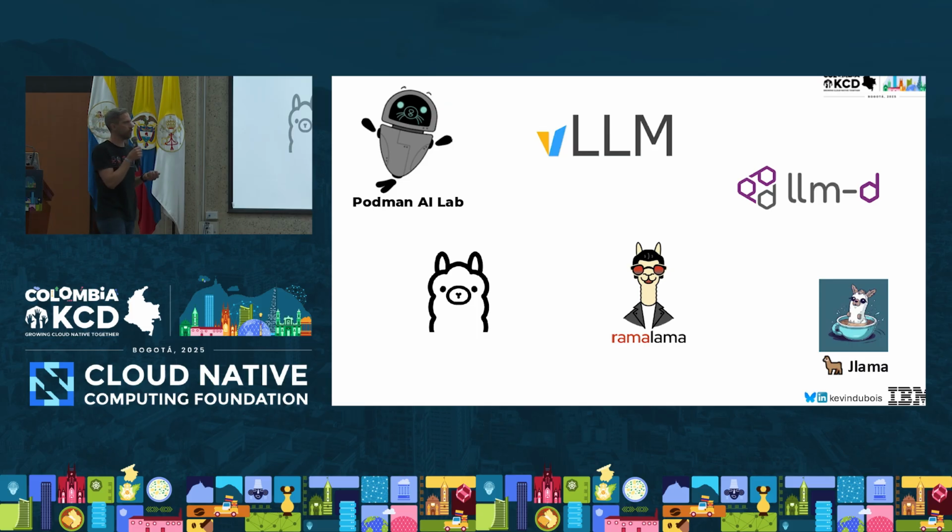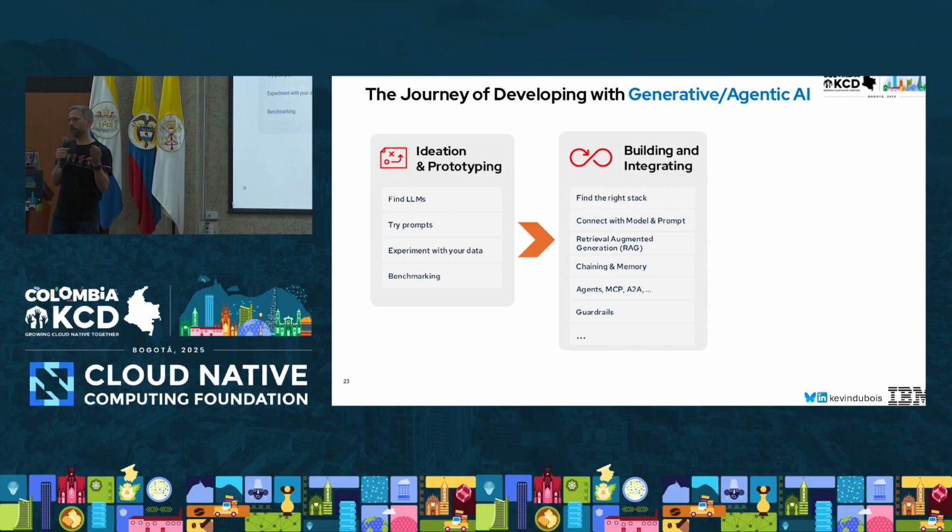There are also more production-like environments like LLMD for serving models in production in a distributed way. Or there's Ollama or Ramalama, which is another cool project that allows you to run models in a container very easily. So you have some options to play around with it. As a developer, this is a good place to start. So we have this ideation and prototyping out of the way.